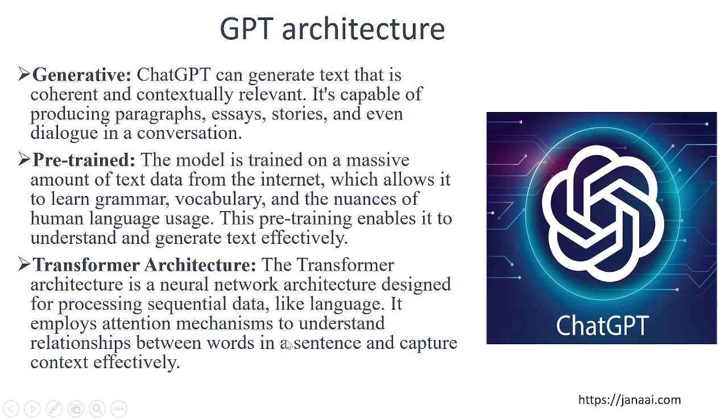Okay, so try to understand the sequential data. These are all sequential data, and it employs the attention mechanism to understand the relationship between the words in a sentence and capture the context effectively. So this is the overall GPT architecture: G for generative, P for pre-trained, and T for transformer. That's why it's called ChatGPT.